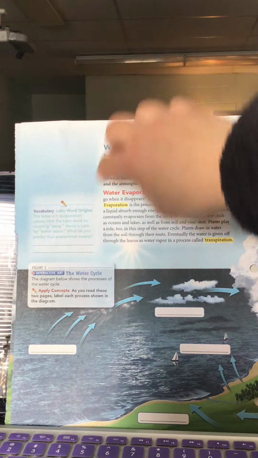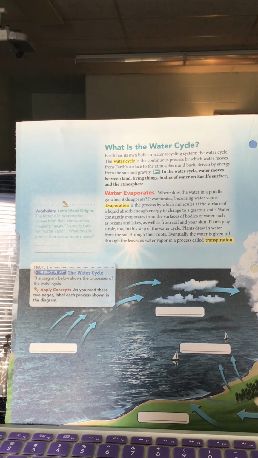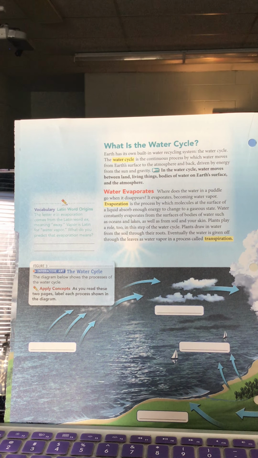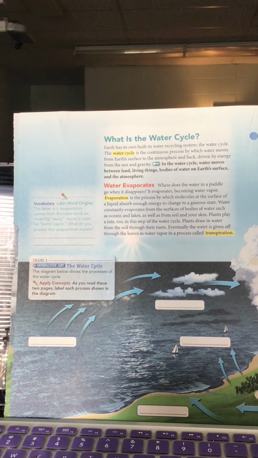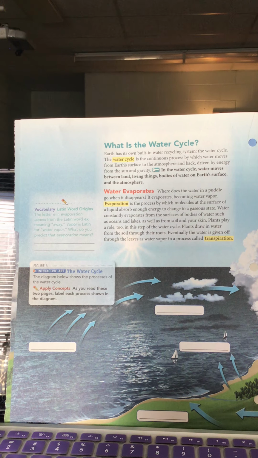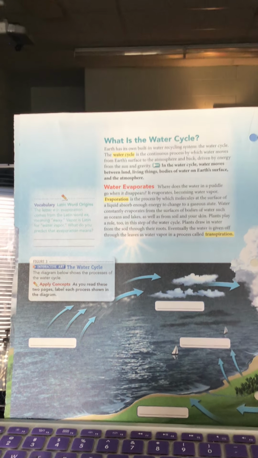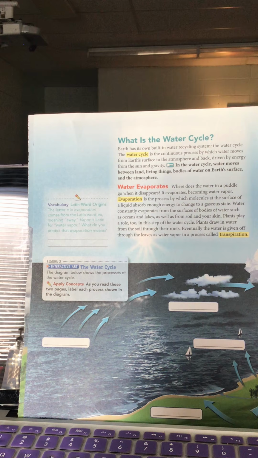Page 330. These are our last 2 pages. What is the water cycle? You probably learned about this in 1st grade. Earth has its own built-in water cycle system, the water cycle. The water cycle is a continuous process by which water moves from Earth's surface to the atmosphere and back, driven by energy from the sun and gravity. In the water cycle, water moves between the land, living things, bodies of water, and Earth's surface and the atmosphere. We'll play some videos later on this week about the water cycle.